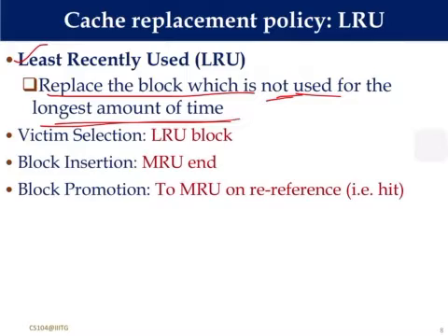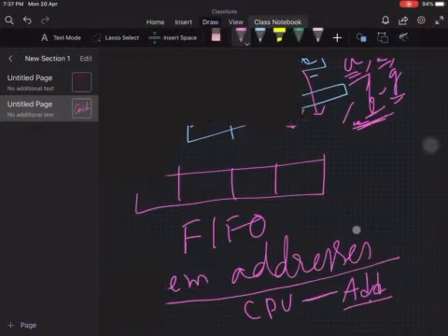So here, if you remember the victim selection, which one? The LRU block. So all the blocks essentially will be relatively positioned. We'll see. And where will the block come? Where will the new block come? It will come to the MRU end, right? And block promotion, what will happen if it is already present? Will there be any change?